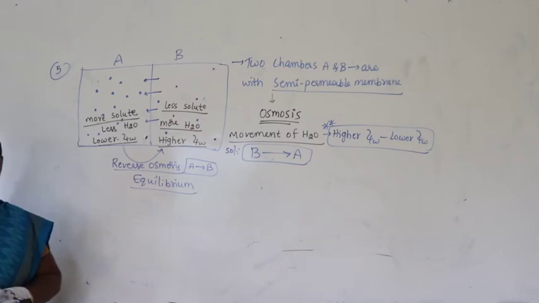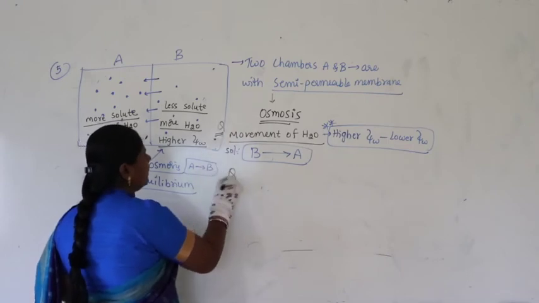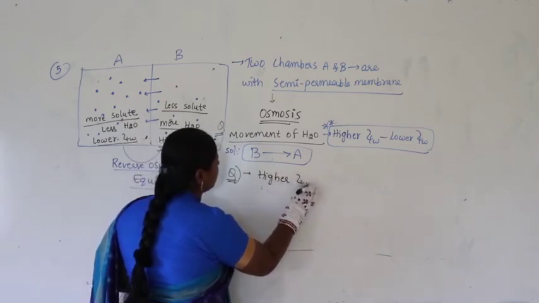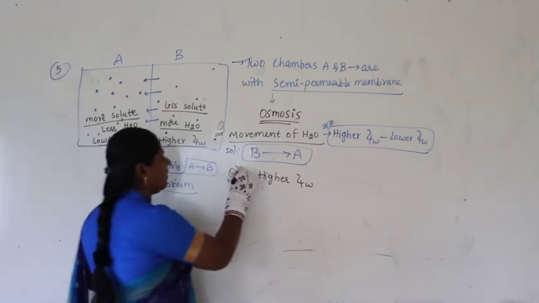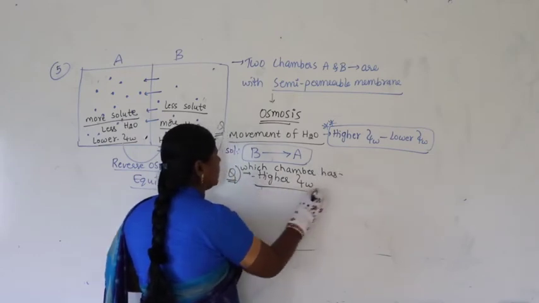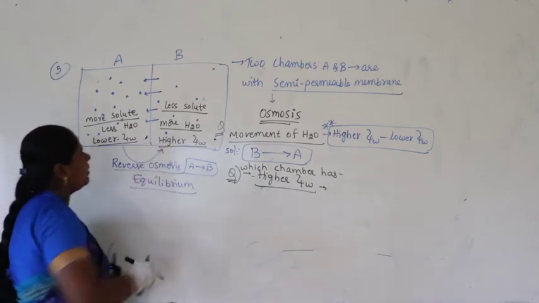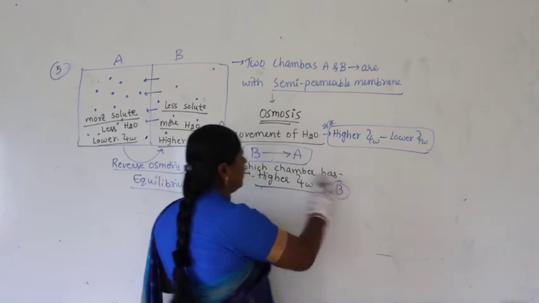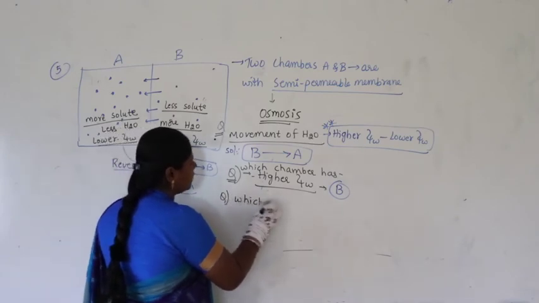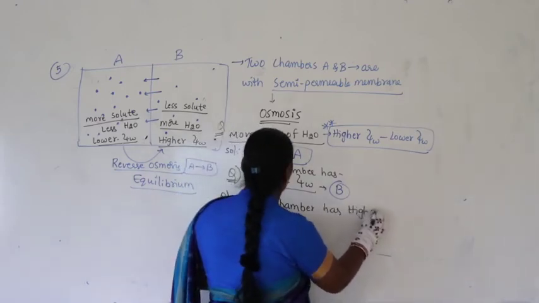So, according to the question you have to answer. Maybe in the question, this is one question, movement of water, and the next question is to find out the one which has higher water potential. Which chamber has higher water potential? We already noted down that B has higher water potential. I know everyone will write correctly, that is chamber B. Right. Suppose the next question is, which chamber has higher solute potential.